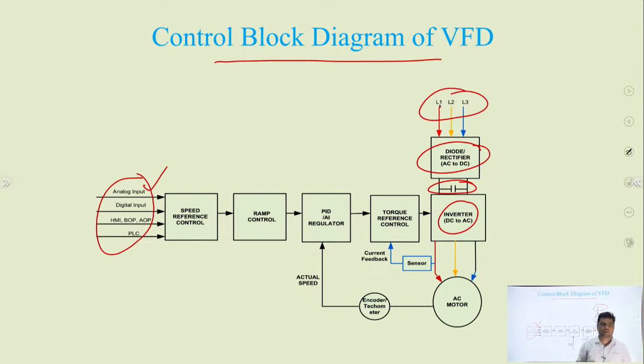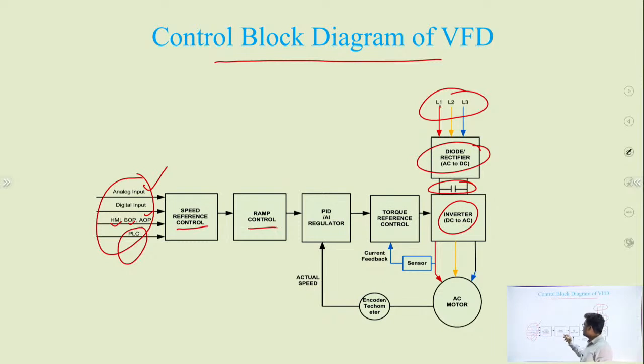Either we take analog input, or digital input, or input from the HMI, that is human machine interface. The BOP is known as the basic operating panel, and the AOP is the advanced operating panel. Or we can take data from the PLC. Anything we can use to give the speed reference control signal to the circuit.